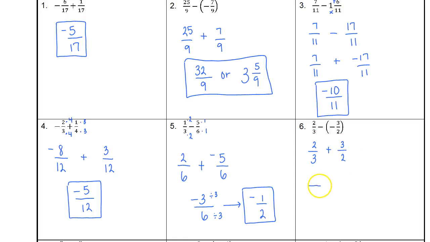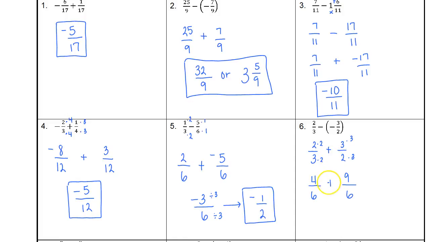And now I'll think about my common denominator. Both 2 and 3 will divide evenly into 6. 3 I've multiplied by 2 to get 6, so the numerator 2 times 2 will give me 4. 2 I've multiplied by 3 to get 6, so my numerator 3 times 3 will give me 9.